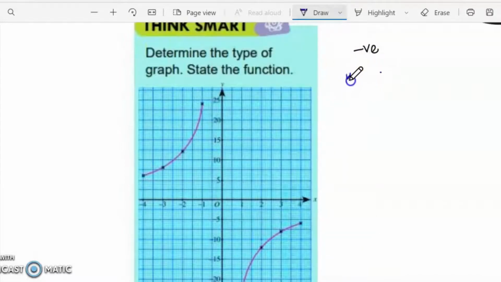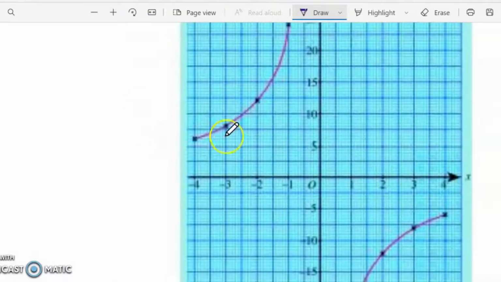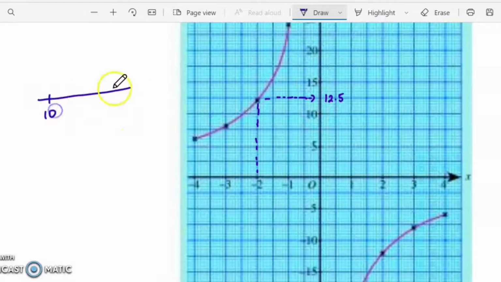So we put the general equation for the negative reciprocal. So it will look like this. Okay, so we choose any point, any point that is clearly visible. So I will choose negative 2. Okay, as you can see here, let me zoom it. Okay, and then this one is negative 2, dot here, and then touch here. So what is the value here? The value here will be 12.5. So how did I calculate this 12.5? Because it's located in the middle between 10 and 15. Okay, 10 and then 15.